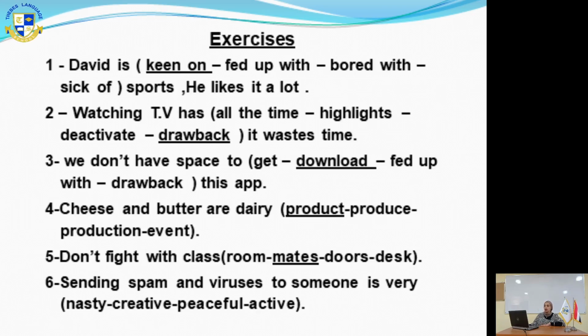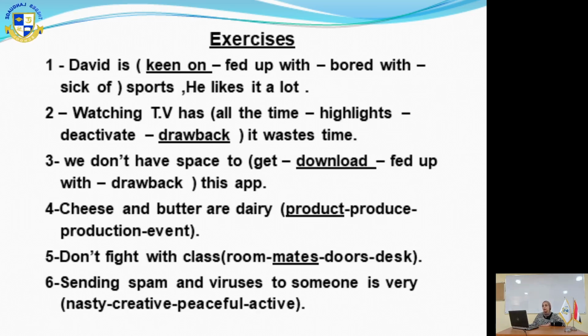Slide 9, number 1. David is keen on or fed up with or bored with or sick of sports. He likes it a lot. So we have to say David is keen on sports because he loves it. And you have to read the whole sentence to make sure that you answer the question correctly.